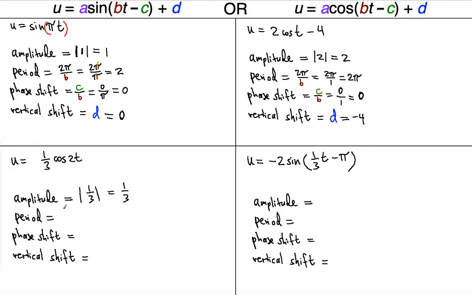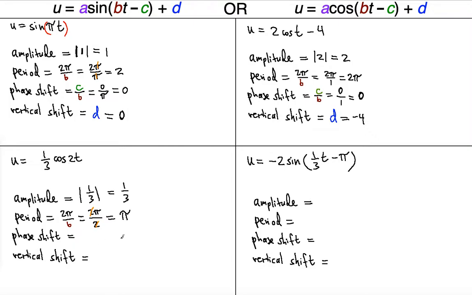The period is going to be 2 pi divided by the b. Now, 2 pi divided by the b. What is the b value? The b value here, as you can tell, is 2, right? It matches this, the number being multiplied to the t. So that's going to be 2, and then 2 pi divided by 2. The 2's cancel out, so you remain with pi. So the period for this function is going to be pi.